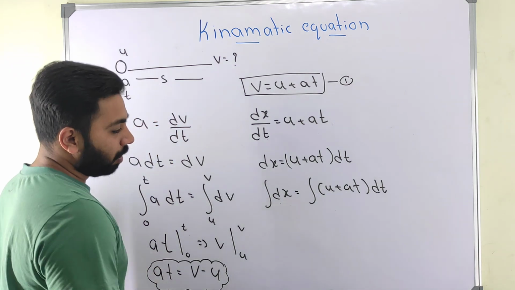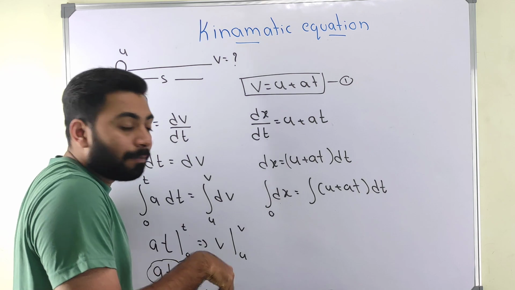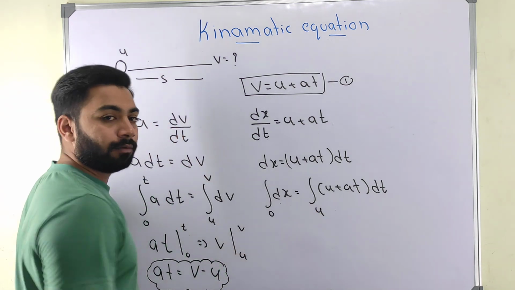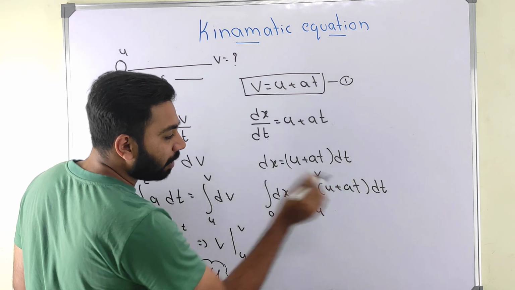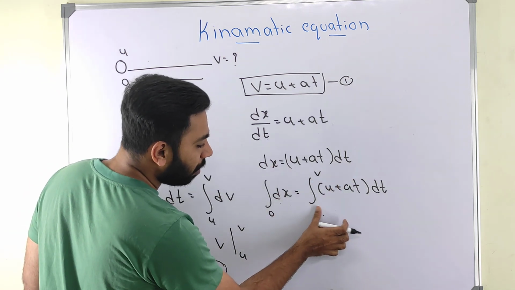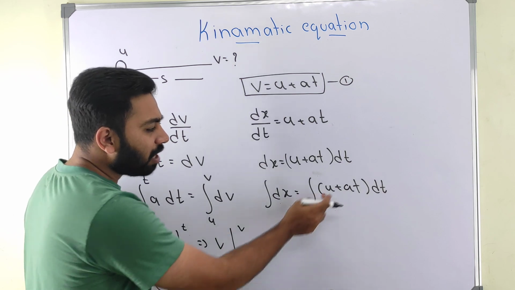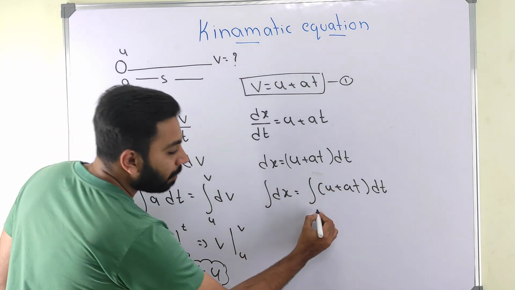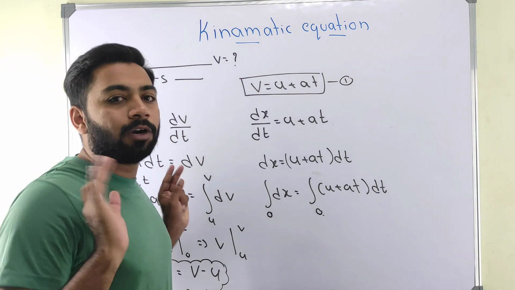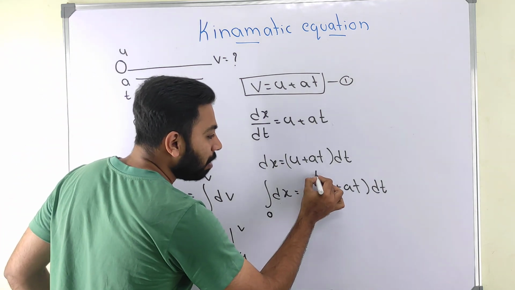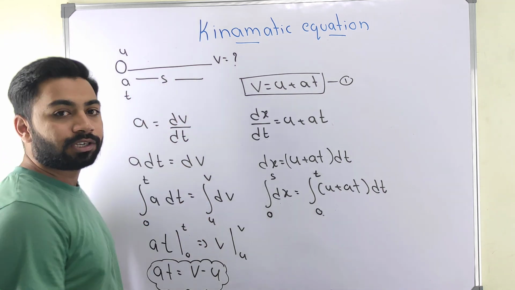When my distance was 0, I was at the initial point. Here it is time, not velocity, which changes. When my time was 0, my distance was 0. I am at the initial point. When I travel for time t, I have covered some distance x.